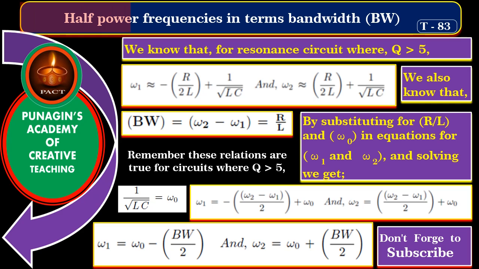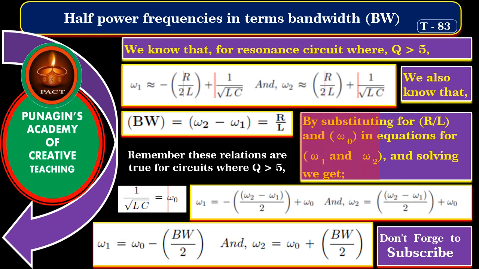Friends, next we shall derive the relation between half-power frequencies in terms of bandwidth. We know that for a resonance circuit where Q is greater than 5, omega 1 is approximately equal to minus r by 2l plus 1 divided by square root of LC. And omega 2 is approximately equal to r by 2l plus 1 divided by root LC. We also know that bandwidth is equal to omega 2 minus omega 1 and is equal to r by L. And also we know omega naught is equal to 1 divided by root LC.